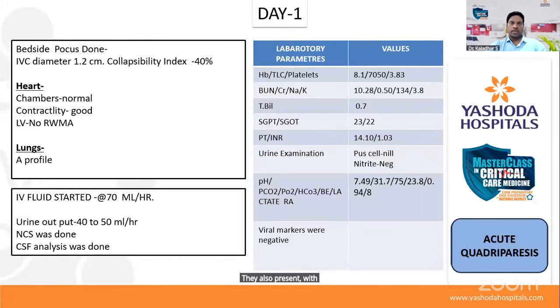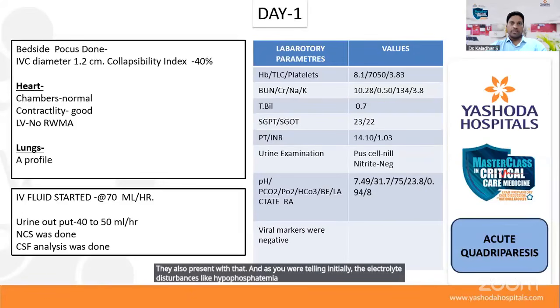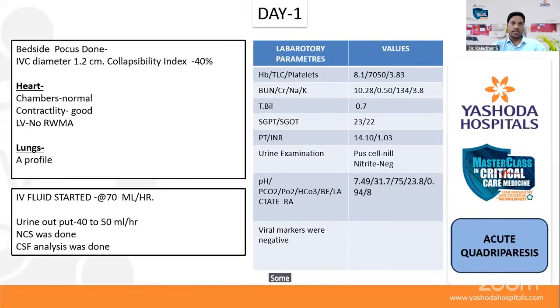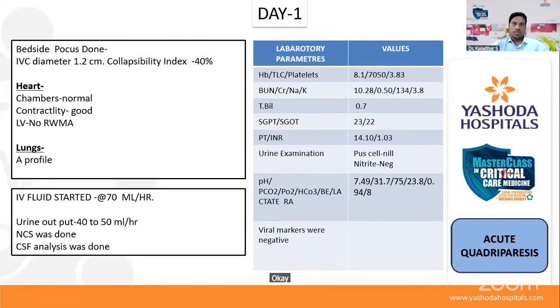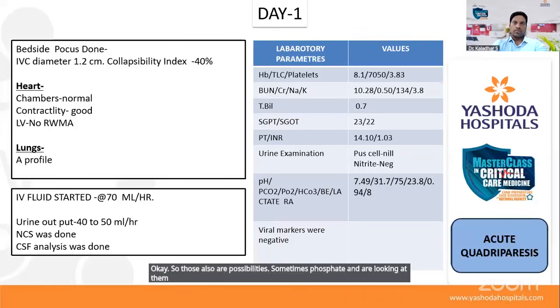And as you were telling initially, the electrolyte disturbances like hypophosphatemia. The patient might be starving sometimes, and when the feeding is started, they land up in acute quadriparesis. What am I talking about? That is called refeeding syndrome, sir. Okay. So those also are possibilities. Sometimes looking at phosphate is also important.